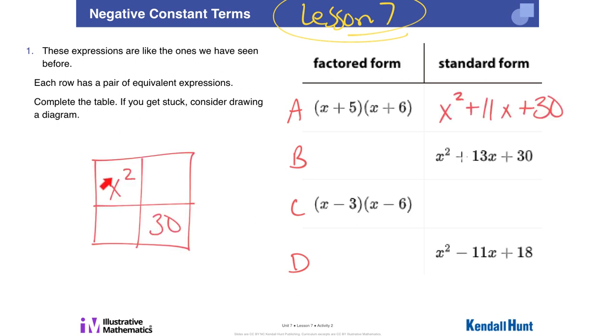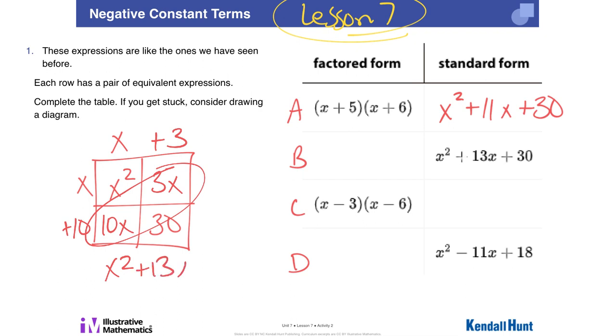So again, I set up my diagram. Here's my x squared. I know that to get that, I'm going to take x times x. And then these two squares need to add up to get to 13x. So I'm thinking, what can I multiply to get 30? And that's going to be x plus 3 times x plus 10. And when I do that, I just look at combining those like terms, and I do end up with the correct expression.